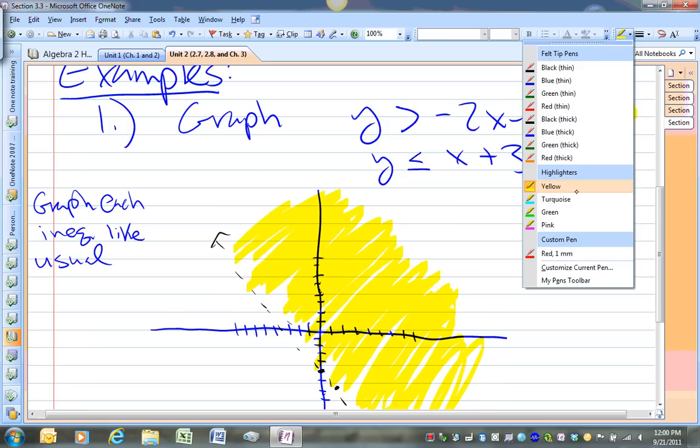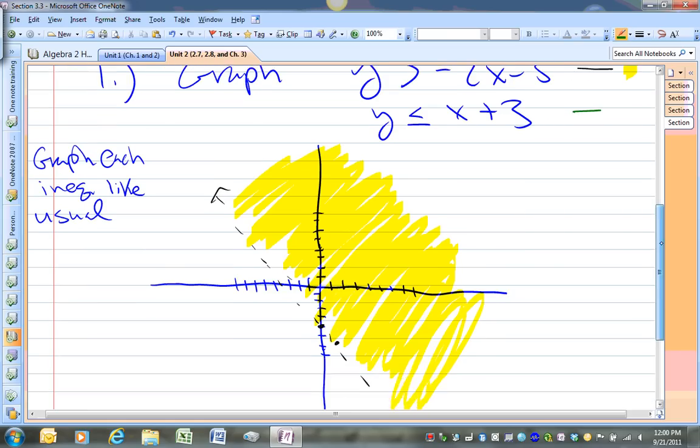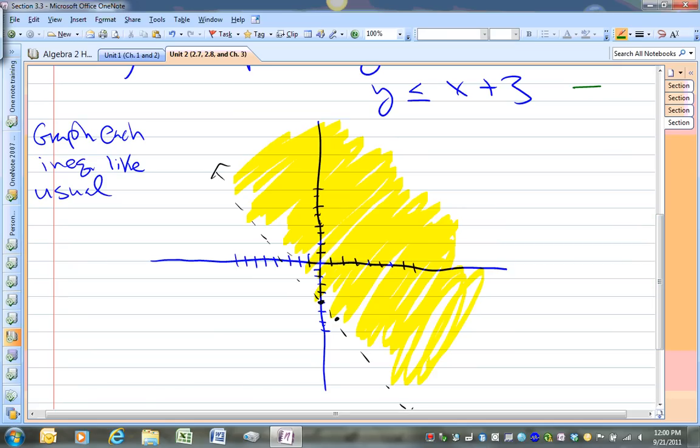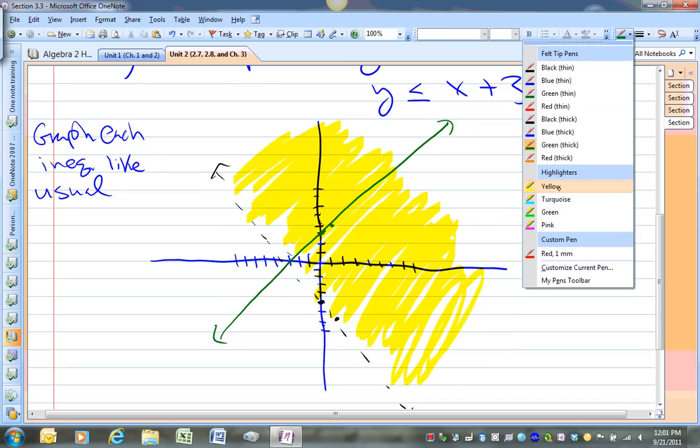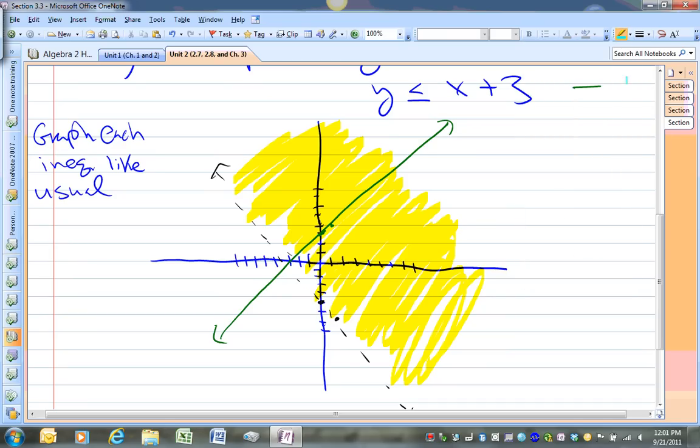Okay, let's go back to the green pen. So now let's graph the next one, x plus 3. That's going to be right here, up 1 over 1. This line's going to be solid. Okay. Now we got to go below. And I'm going to use turquoise to shade.